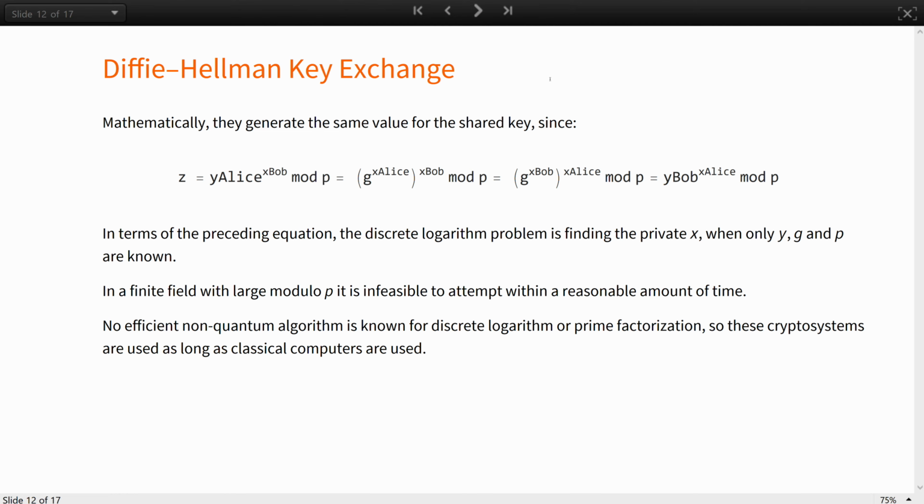In the general case, no efficient non-quantum algorithm is known for finding the discrete logarithm or prime factorization, so cryptosystems based on the difficulty of these problems are utilized for the time being, as long as classical computers are used. Asymmetric cryptography in a post-quantum world will have to make use of different approaches, like lattices or error-correcting codes, that are considered to be secure against attacks by quantum computers. Finding such cryptosystems remains an active research topic nowadays.